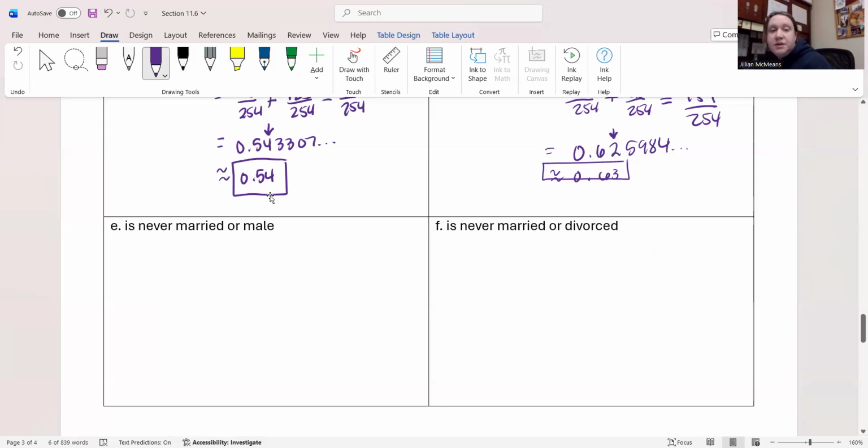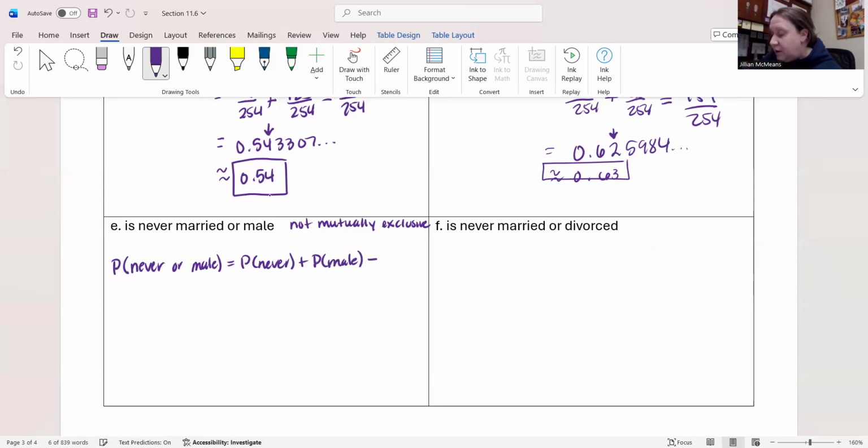Part E, what is the probability that somebody is never married or male? You can have males that have never been married. So there is definitely overlap, which means these are not mutually exclusive. Remember, mutually exclusive means they can never happen at the same time. These 2 things could happen at the same time. So we want the probability that somebody was never married or male. That means we want the probability that they were never married plus the probability that they are male, and we want to subtract the overlap. We definitely have overlap here.